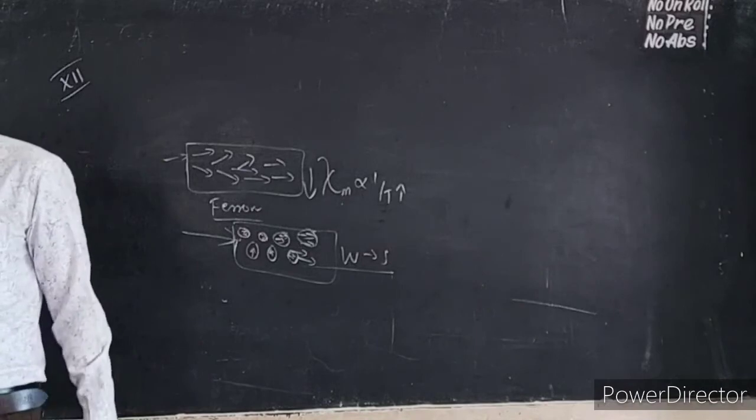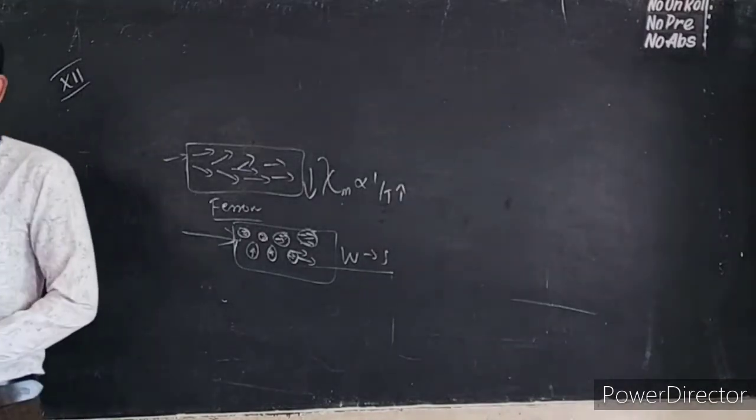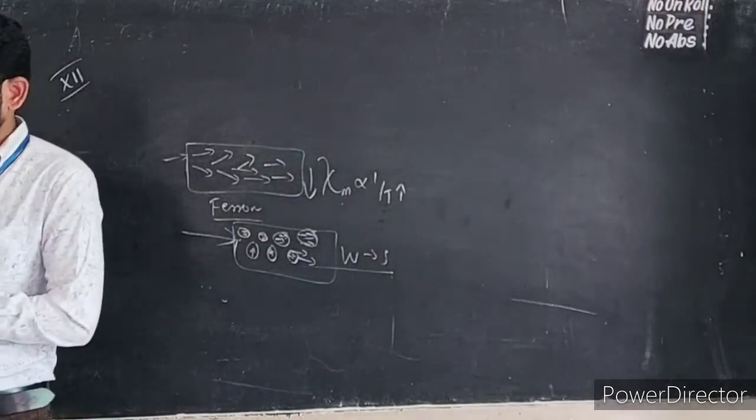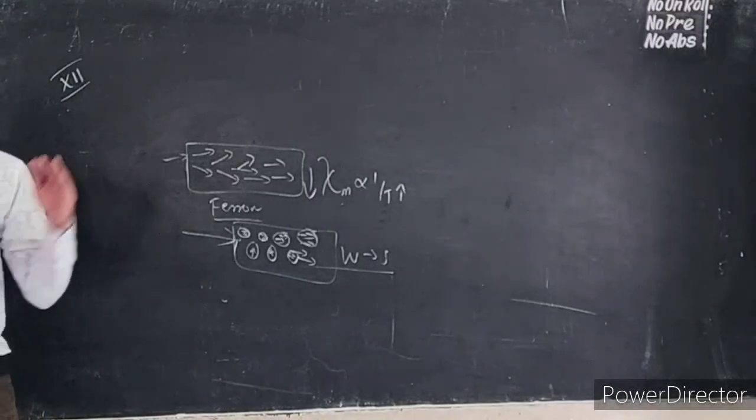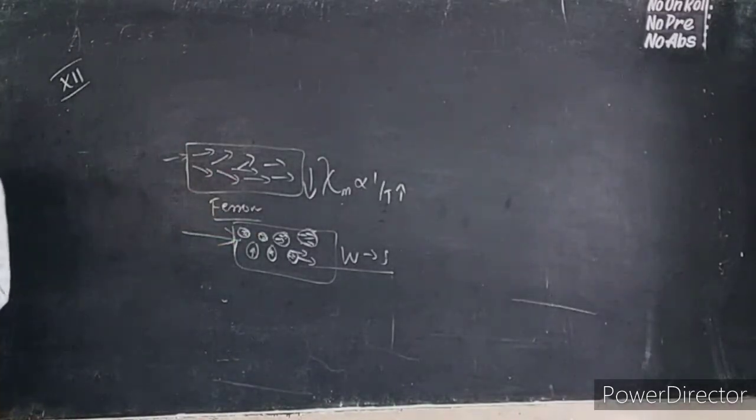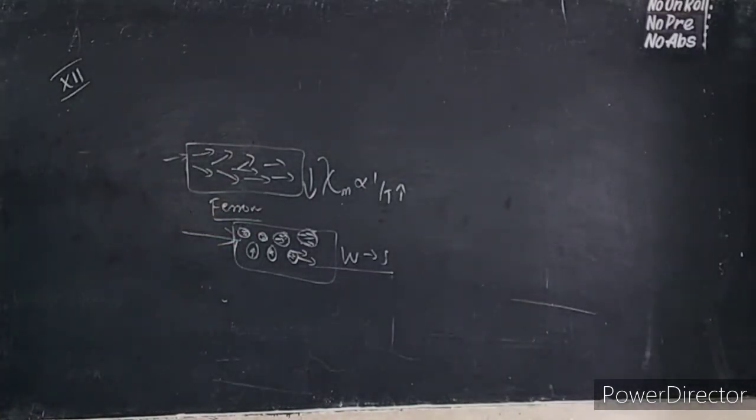Types of magnetism, page number 148, there is a comparison of the types of magnetism. So read this, not for the examination, but you can understand the behavior of dia, para and ferromagnetism.